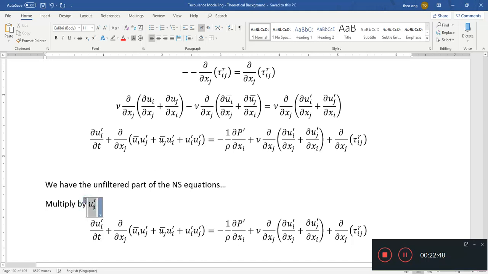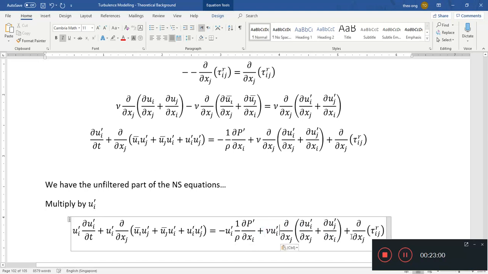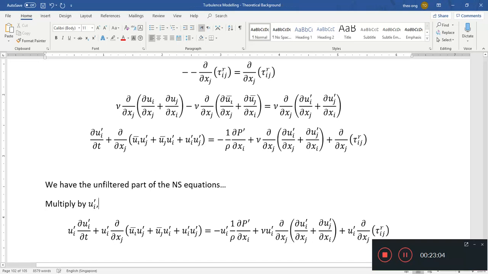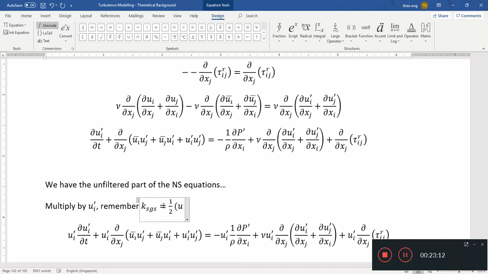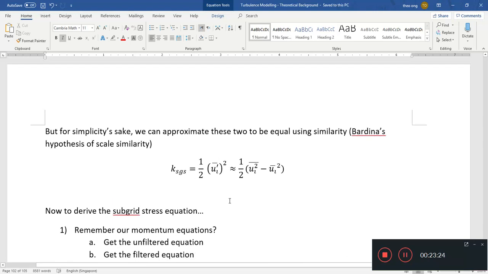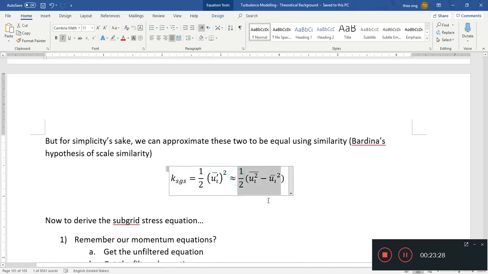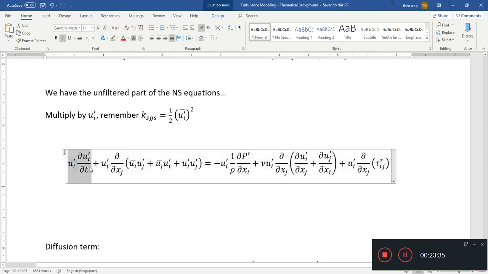All right. So multiply throughout, and we'll see it looks more and more like a turbulent kinetic energy equation. Because remember, KSGS equals half ui prime bar squared. Alright, so this is the form of the equation we will use. Either way it's fine according to this hypothesis of scale similarity. But we can see that this one looks more and more, at least dimensionally, similar to the KSGS subgrid scale kinetic energy equation.